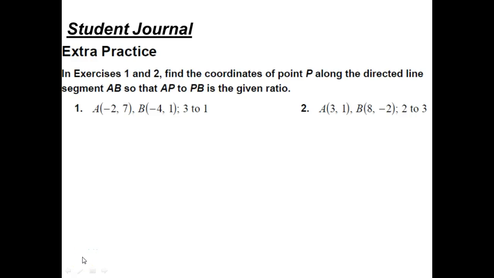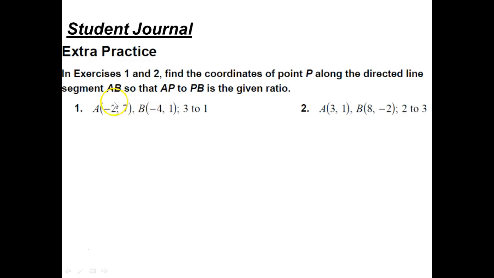Dealing with directed segments, let me switch this over. Let's start here. In exercises 1 and 2, find the coordinates of P along a directed line segment AB so that AP to PB is the given ratio. Okay, so all that sounds confusing, and then you get this. Hopefully you can at least recognize that a line segment from A to B would be just plotting these points and drawing a line. We good there?